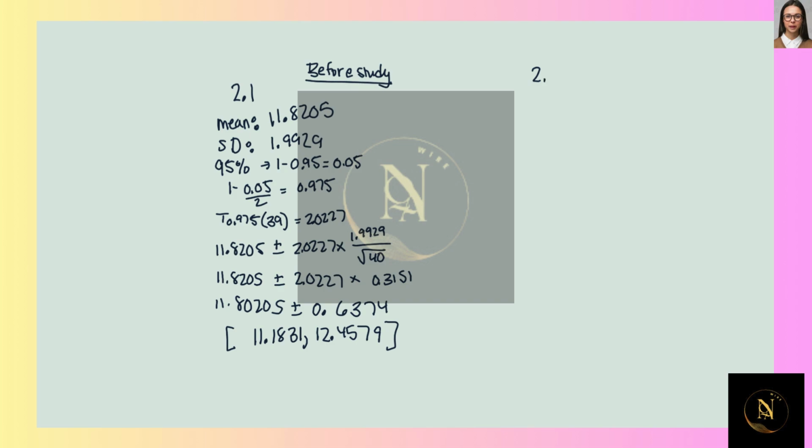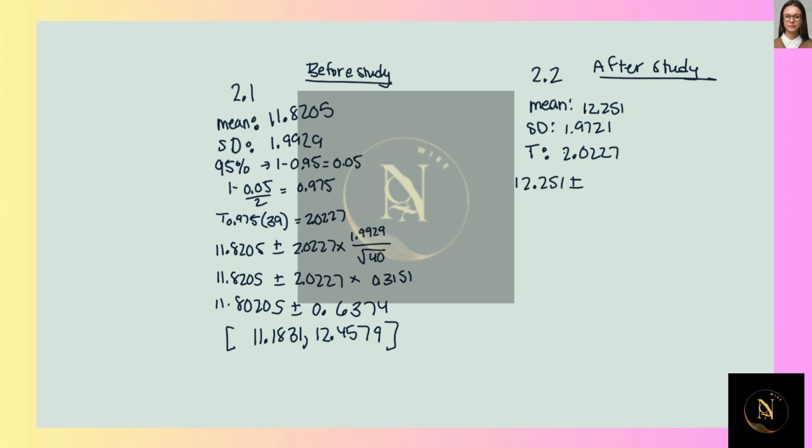Okay. Then 2-2 is after the study. It wanted you to find the 95% confidence interval. So the mean is 12.251. The standard deviation is 1.9721. The t-score is still going to be the same. It's going to be 2.0227.